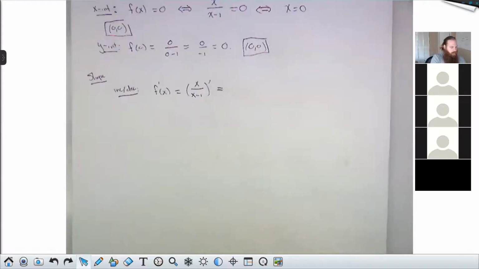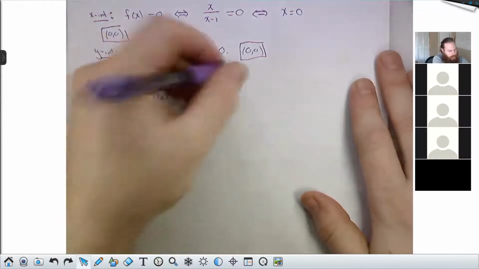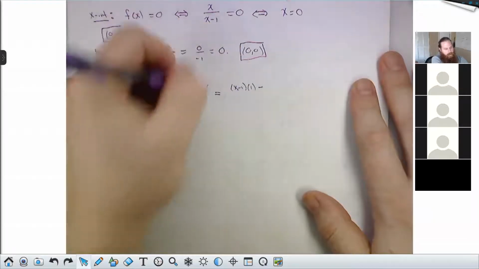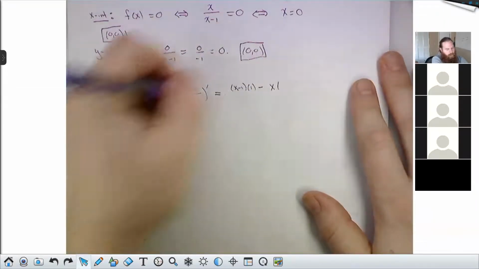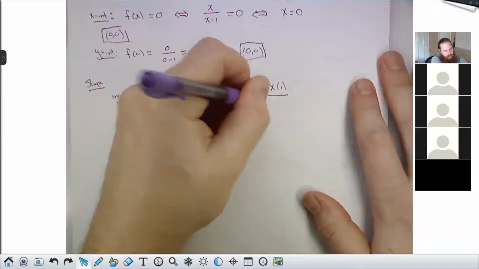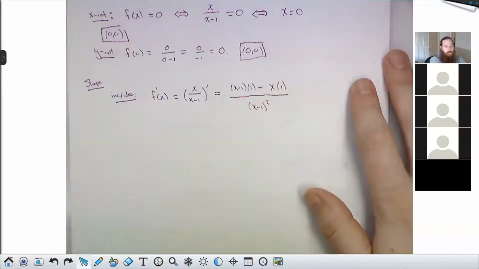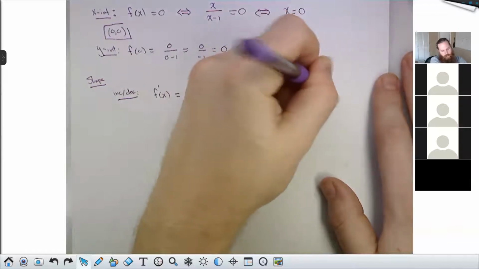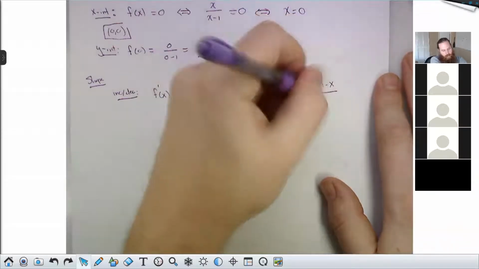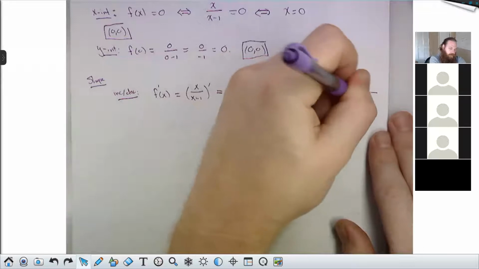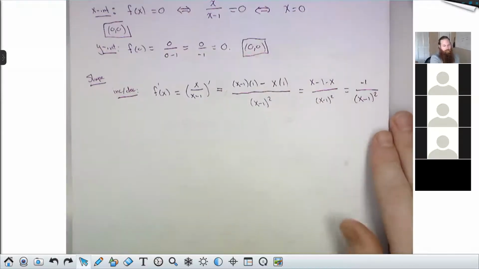Okay. So most of us would jump in here with the quotient rule, which is low d high. So that's x minus one times the derivative of the top, which is one, minus high d low, that's x times the derivative of the bottom, which is also one, all over low low, the bottom squared. So that's x minus one squared. Running this through the quotient rule, we get x minus one minus x over x minus one squared. The x's cancel and you get negative one over x minus one quantity squared.